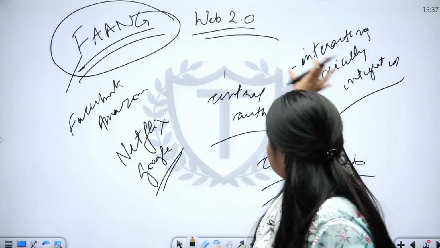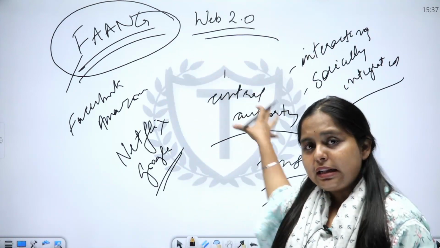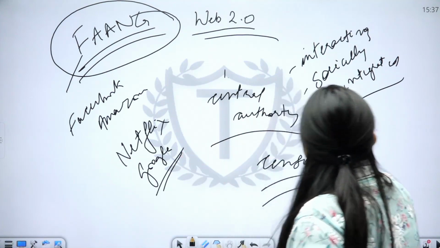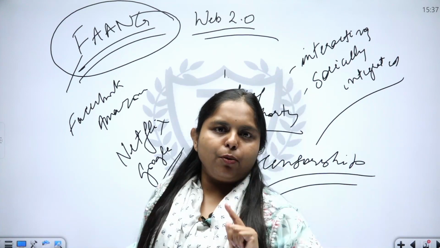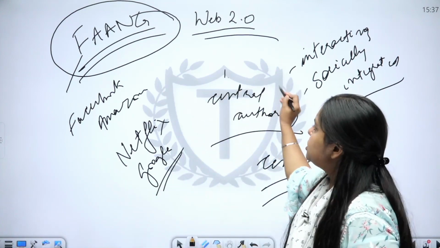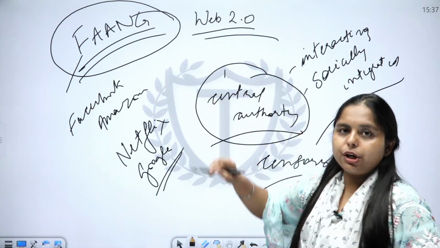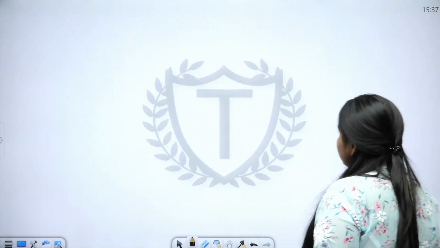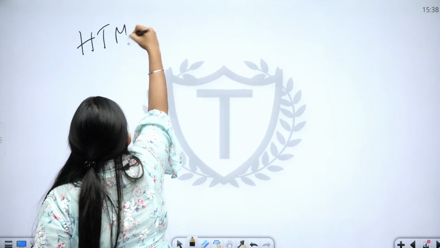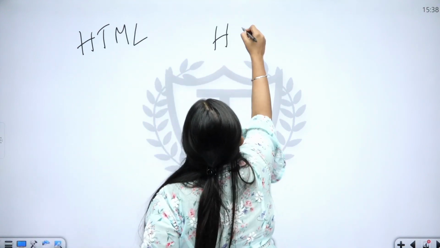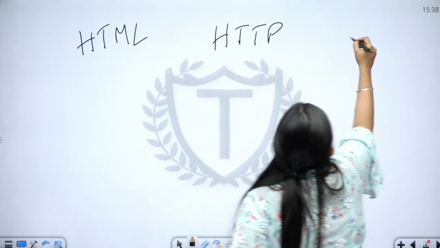Okay. So this is the concept in Web 2.0, where information is linked. I can also upload, you can also upload. But still there is one central authority. Certain terms that are used in Web 2.0: HTML, HTTP and URL.